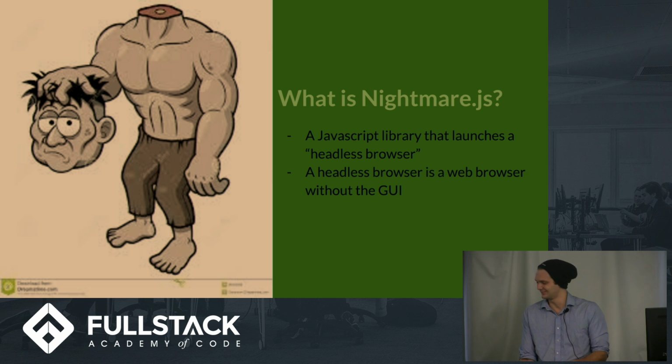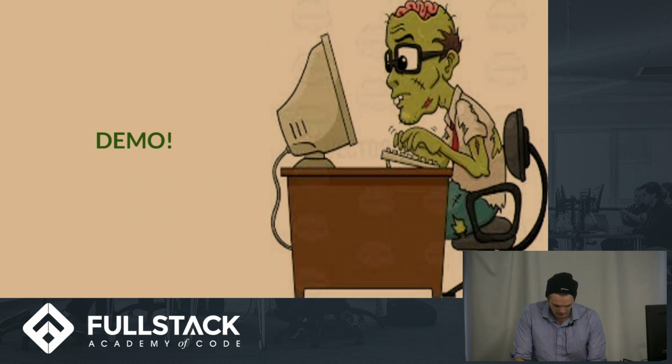So what is Nightmare.js? It's a JavaScript library that launches a headless browser. And a headless browser is basically a web browser without the graphical user interface. So think of using Google Chrome to go to a website and look at it. It's doing exactly that, but you just don't see the Chrome window. You're just doing it in your terminal. So we'll demo Nightmare.js.